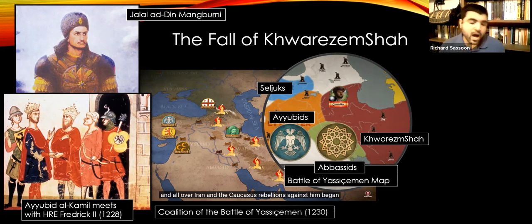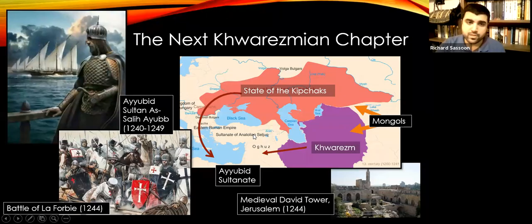So Al-Kamil created an alliance with Kayqubad of the Seljuk Sultans of Rum and Hethum I of Armenia, and they met at the Battle of Yasıçemen. They were supported by the Abbasids as well, and for the first time, Jalal ad-Din was defeated militarily in this sphere. Because of his defeat, you had revolts all throughout his empire seeking to overthrow him. Eventually, Jalal ad-Din was able to put down those revolts, but he was significantly weaker as a result.